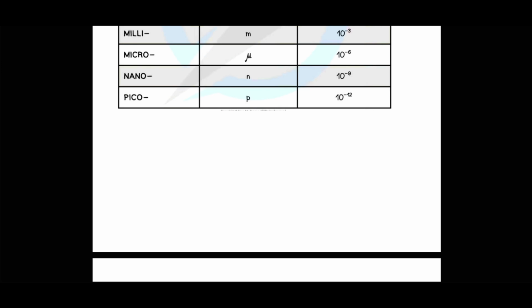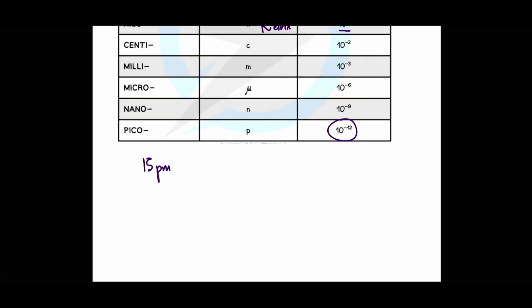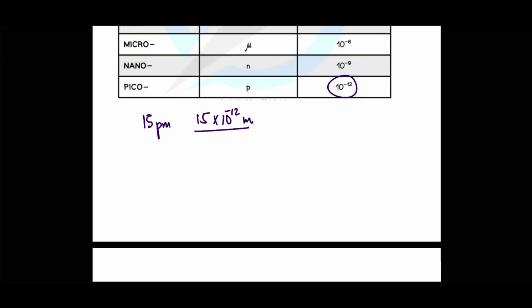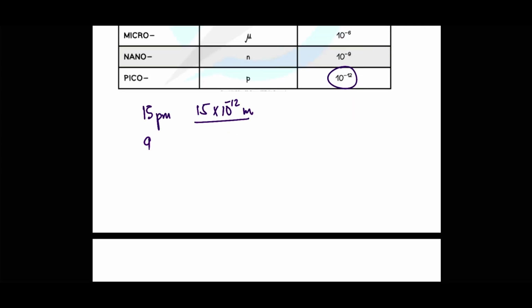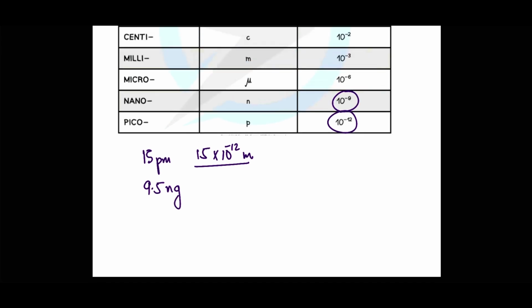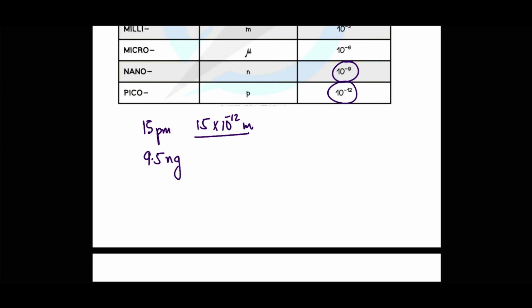So for example, if he says that the radius of an atom is 15 picometers, then we have to go back to the table and realize that pico is -12. So I'm supposed to write down 15 into 10 raised to power -12 meters on my calculator to use this in a calculation. Similarly, let's say if it says that the mass of an atom is 9.5 nanograms, then definitely we should be able to replace nano as 10 raised to power -9.